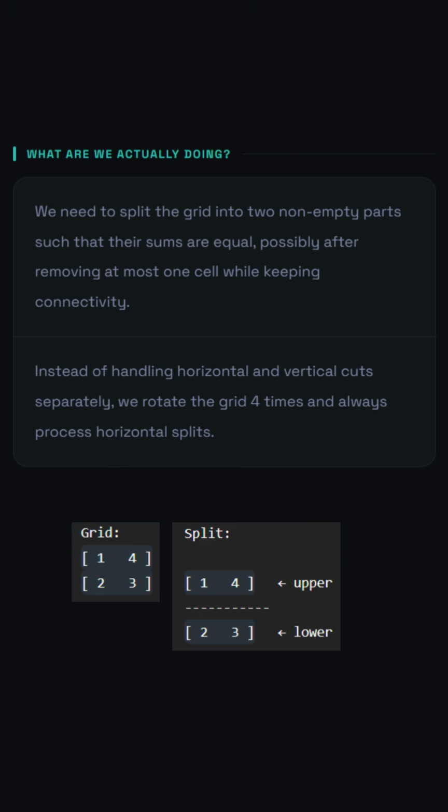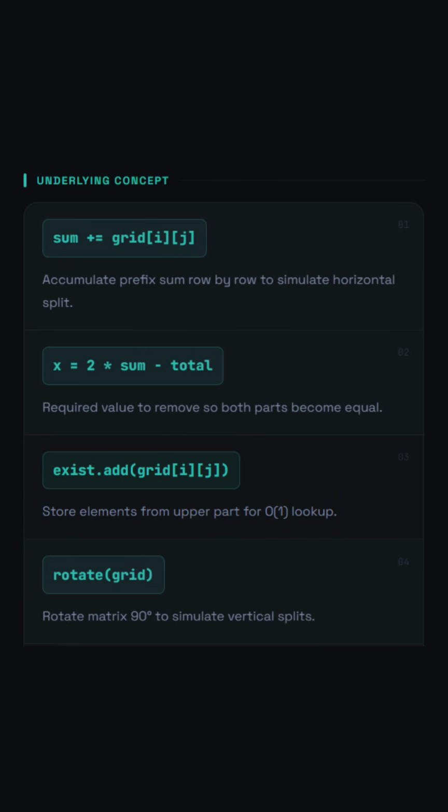Instead of handling horizontal and vertical cuts separately, we rotate the grid 4 times and always process it as a horizontal split. Now the core idea. We iterate row by row and keep adding values to a running sum. In words, sum increases by each grid value we visit. This running sum represents the upper part. At any point, upper sum is sum, lower sum is total minus sum.